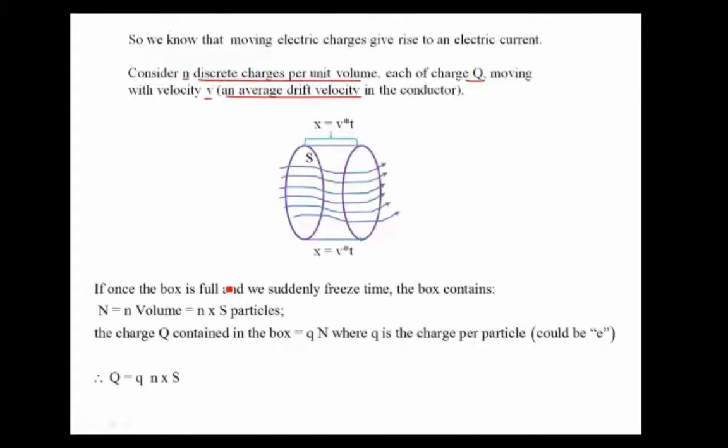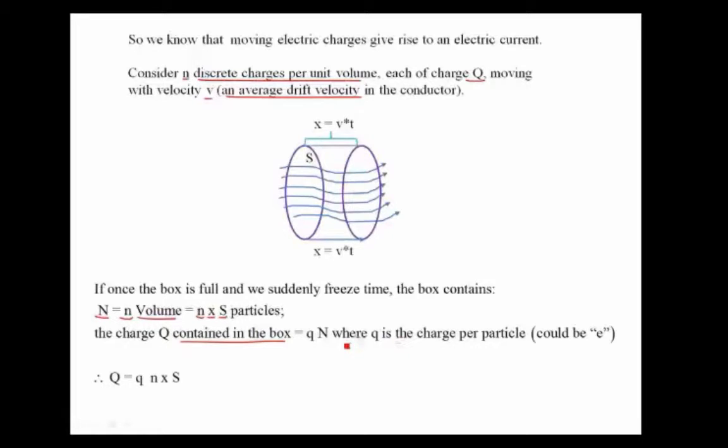What it will be is that we'll call it capital N. That's going to be equal to the density of charge in numbers. So this is the number per unit volume times the volume, and that will give us the number of particles that have passed through S. And so if we take the volume to be the volume of this box, so we've filled up the box during this time, then it will be x times S, where x is given by vt. The charge Q contained in the box is just equal to the charge of each carrier times capital N.